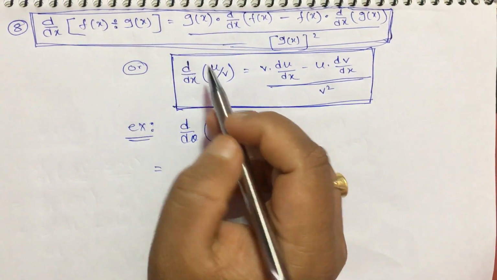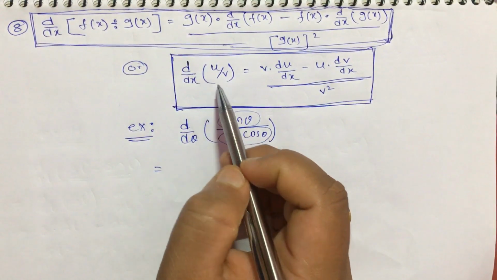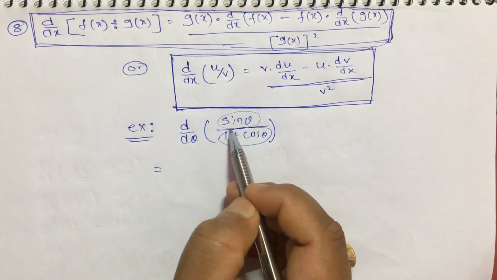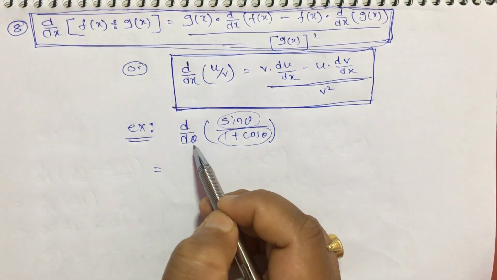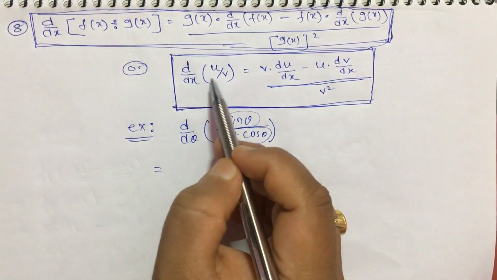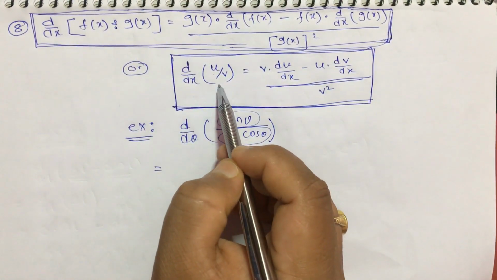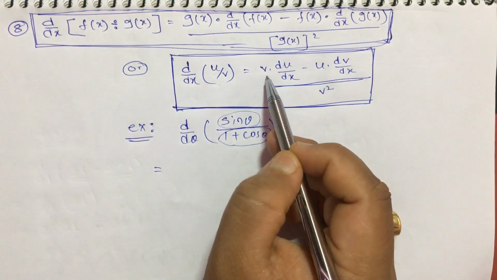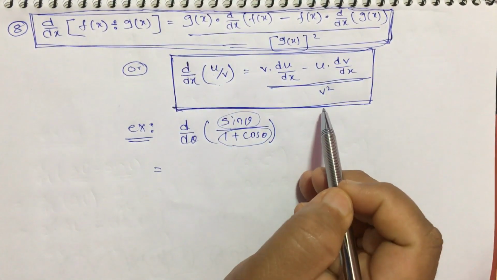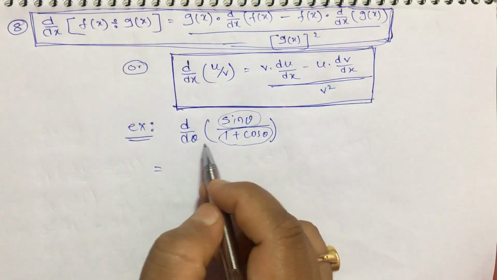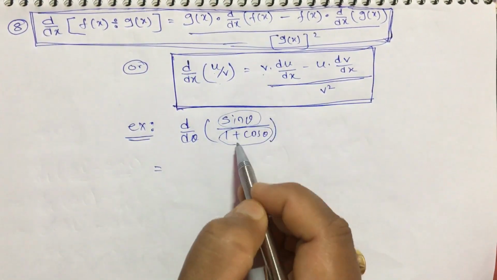So, this is the next formula. You can write it like this: d by dx of u by v, like here a function of theta divided by another function of theta, and you are doing the derivative with respect to theta. So, here also d by dx of u by v means u is a function of x and v is also a function of x, then you have to use this formula: v into du by dx minus u into dv by dx, divided by v square. Means, let us solve this question. So, what is the formula? v means the second function.